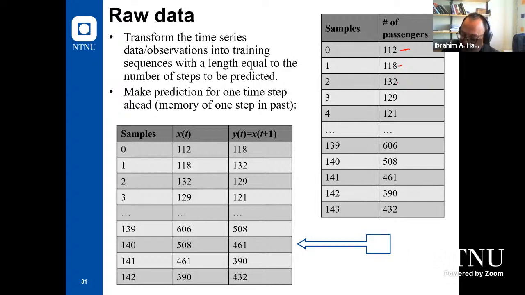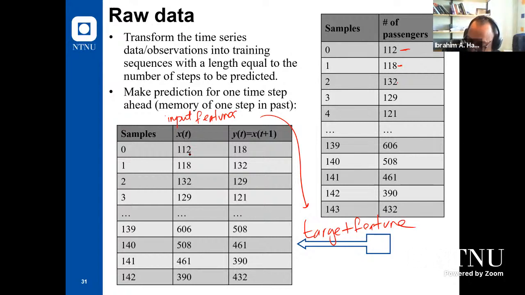I need to prepare my data. I need to create its time series. But in machine learning, we need to have some input features and we need to have some target feature. So now I need to prepare my input features, right? This one will be the target feature. This is the one which we want to predict.